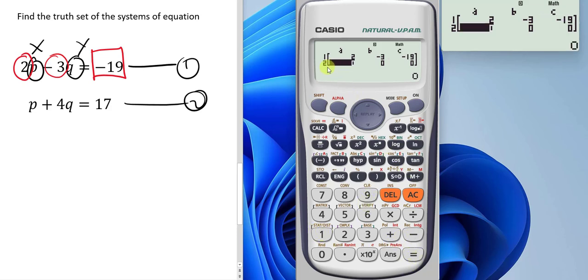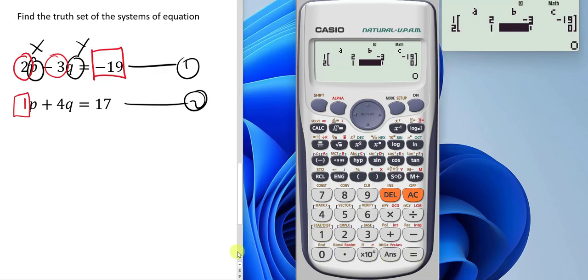Once again, the cursor will move to the second equation, that is equation 2. So the calculator is ready for us to input our coefficients. When it comes to equation 2, the p has a coefficient of 1. Don't assume that the coefficient is 0 because you don't have any number there. So the coefficient is 1. Alright, so you should take note. It is 1. Therefore, we press 1, press equal to.